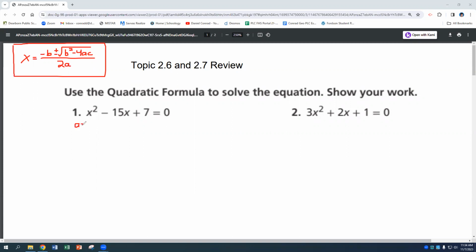So a is going to be 1, right? Because there's really a 1 written in front of x squared. B is going to be negative 15. And then C is going to be 7. Okay. And now we got to substitute everything in.